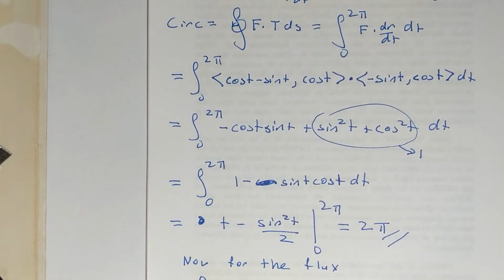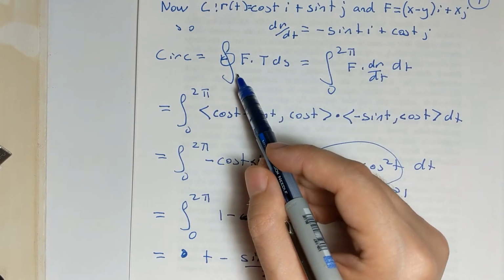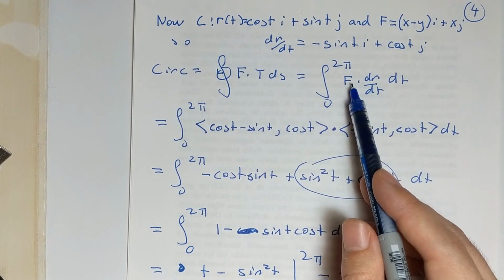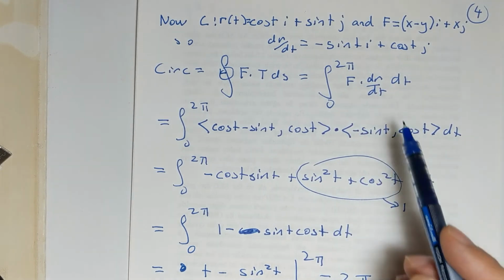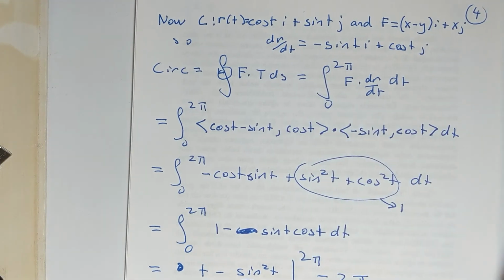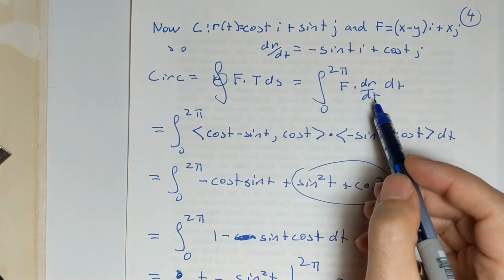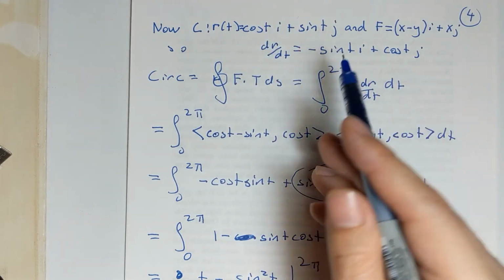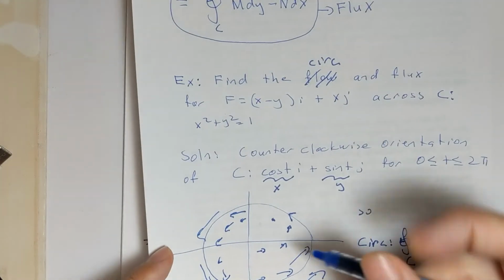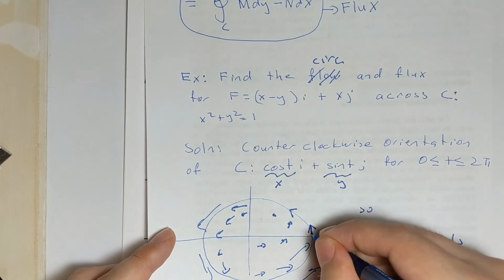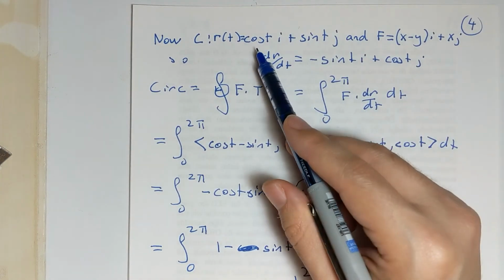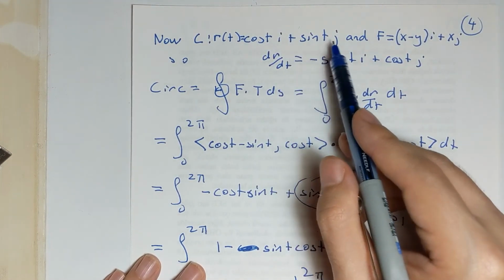But remember, that's not going to help us much. To evaluate this, what did we do last time? We turned this into a parameterization. It would be F dot dr/dt times dt. That's how we calculated it last time. So what I'm going to need to do is find dr/dt. Now the curve is this circle, counterclockwise, the standard orientation. What's the standard parameterization of the circle? It's cosine t i plus sine t j.